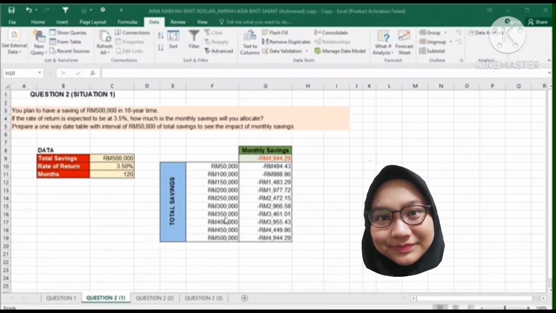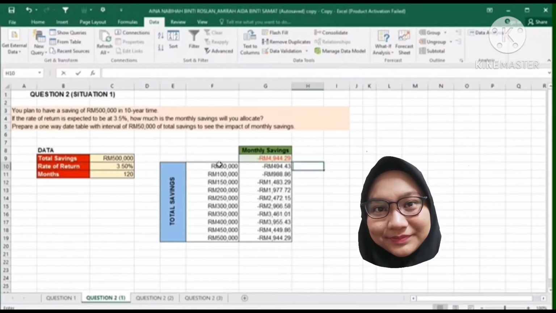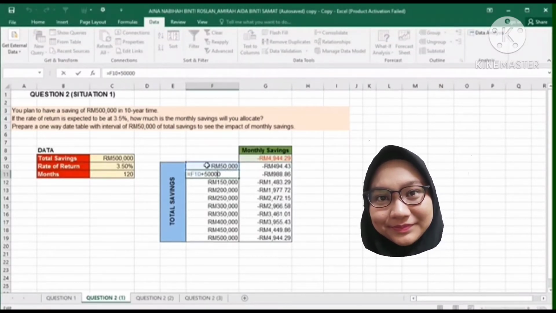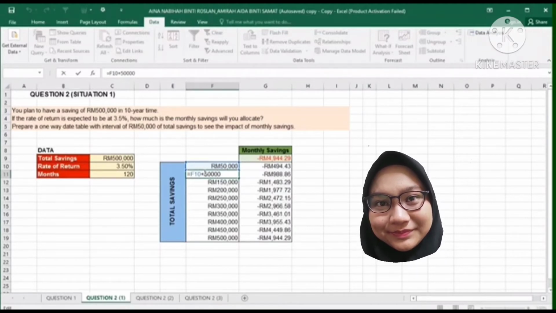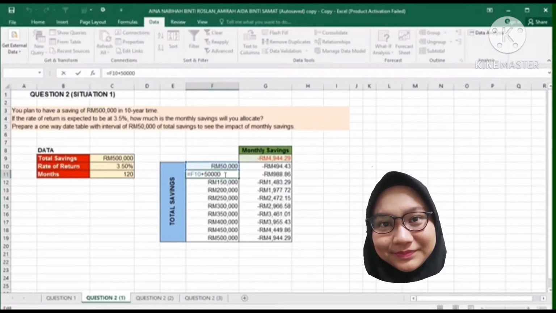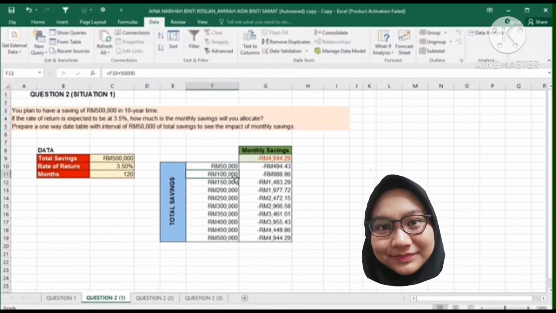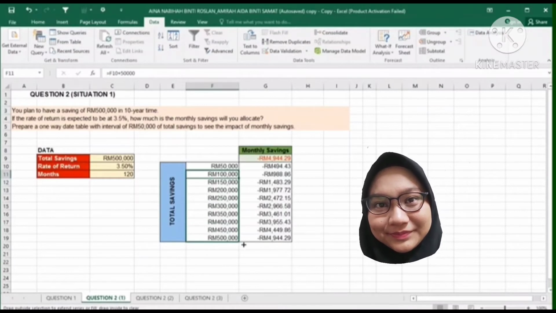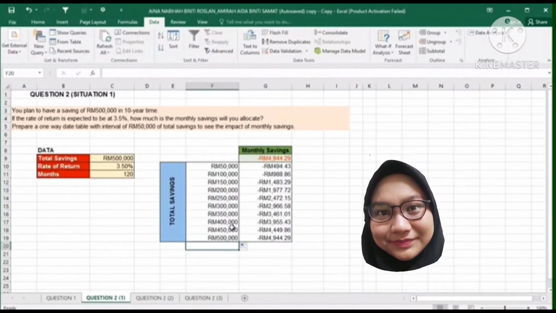So here the total saving, we will start with 50,000, and then the next amount is equal to this amount 50,000 plus 50,000, because the interval here is 50,000. And then enter, we get 100,000. So we will drag down to get all this total saving amount.